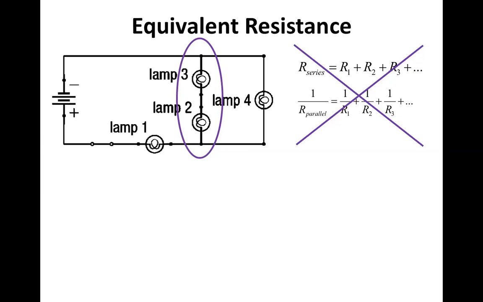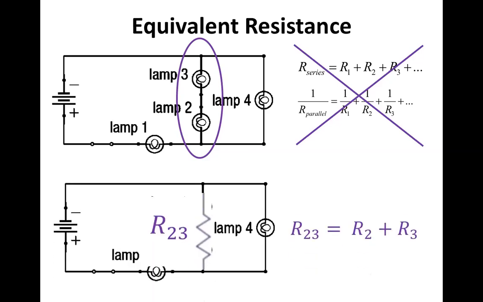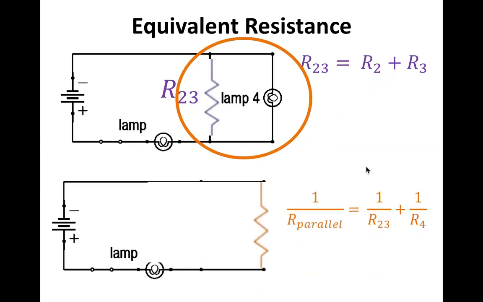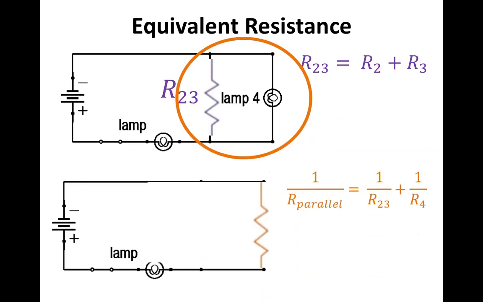So we take the small series and we collapse it down to R2,3, and that's just addition, R2 plus R3. Then we take R2,3 and R4 and collapse that down. So we collapse down the parallel branch and we get that equation: 1 over the sum of R2 plus R3, plus 1 over R4, is 1 over R parallel. Make sure you know how to take the reciprocal, because this is a common thing that we forget to do.